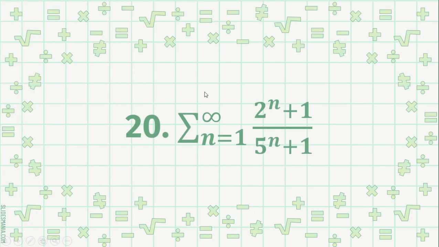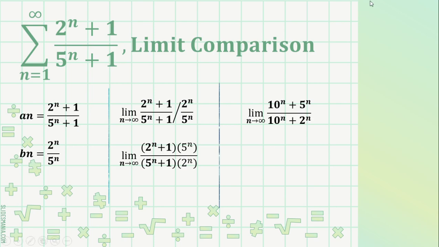And then number 20 is 2 to the power of n plus 1 over 5 to the power of n plus 1, with n from 1 to infinity. So we use limit comparison. Different from before, we use limit comparison if the direct comparison cannot determine the result. First, it's the same as direct comparison: we need to find an and bn.